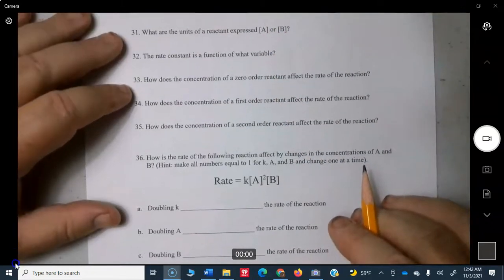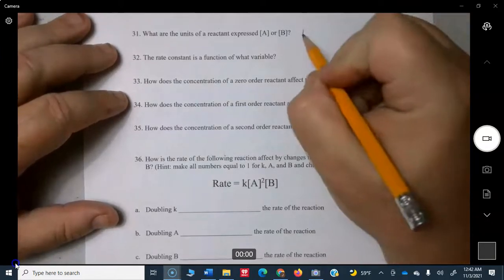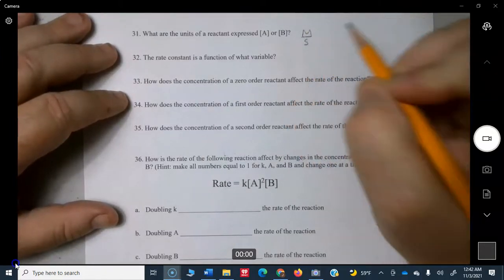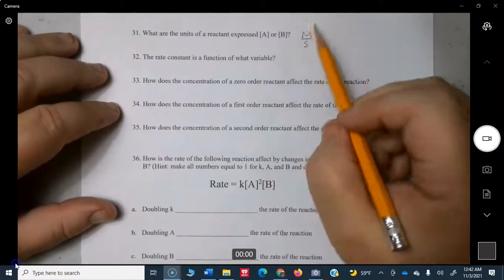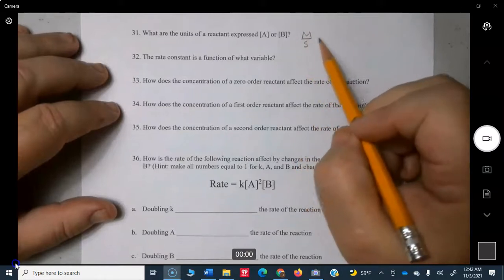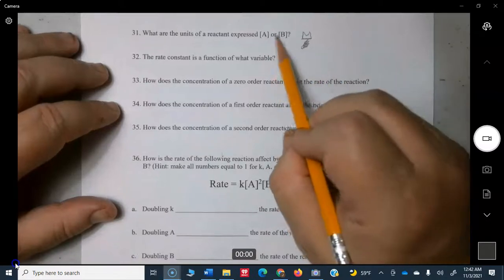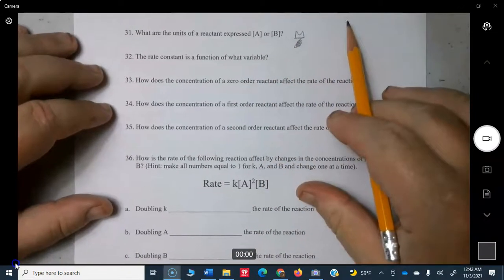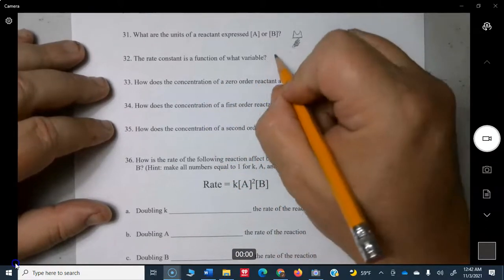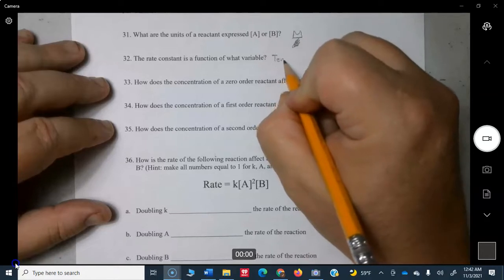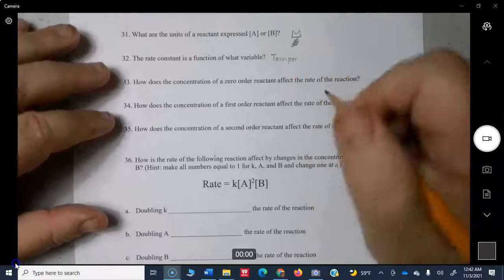Okay, what are the units of a reactant expressed A or B? Okay, it's molarity per second, so it's M over S. Okay, for either one of those. That's what that square bracket means. The square bracket means the molarity. So I should actually say it's just molarity. I should take out the seconds. That's purely molarity. Okay, the rate constant is a function of what variable? I want to be sure you know that it's temperature. Generally speaking, not always. Generally, the hotter the reaction, the faster it moves.